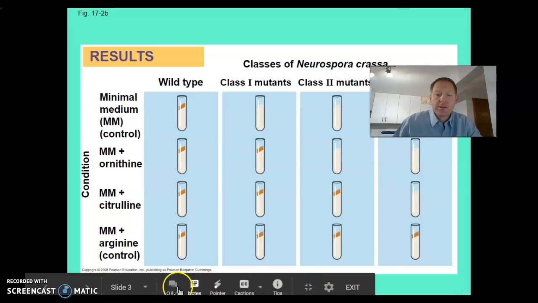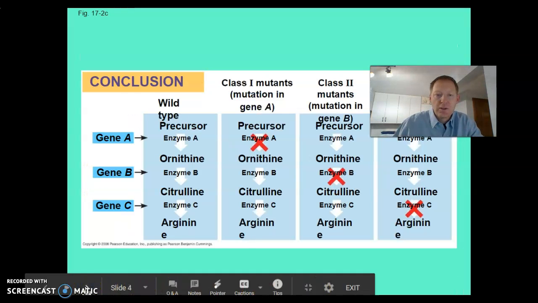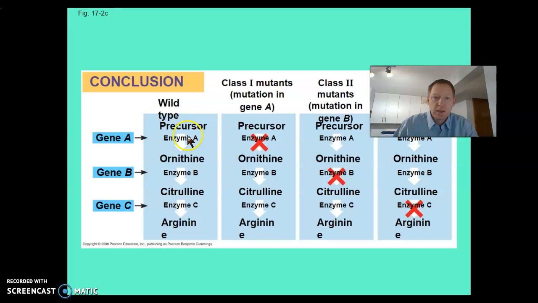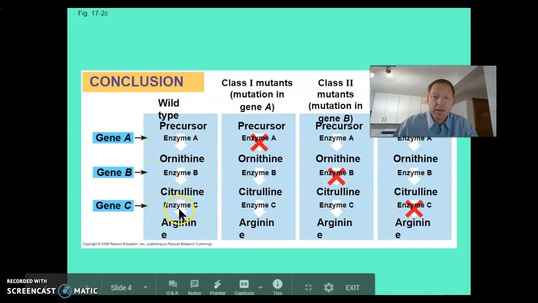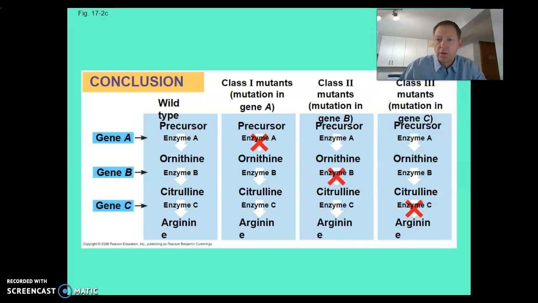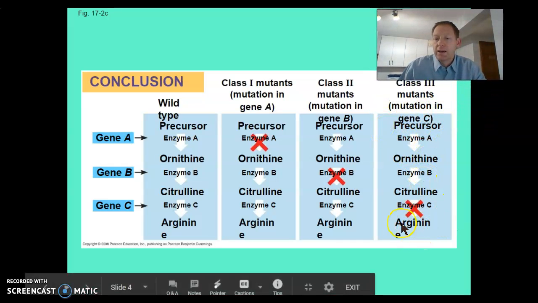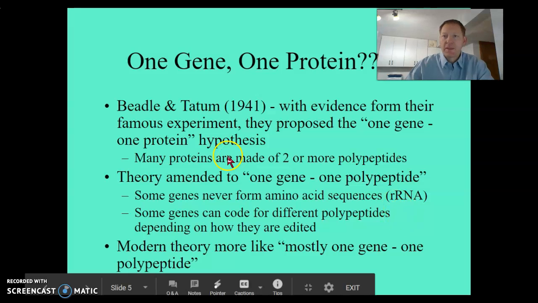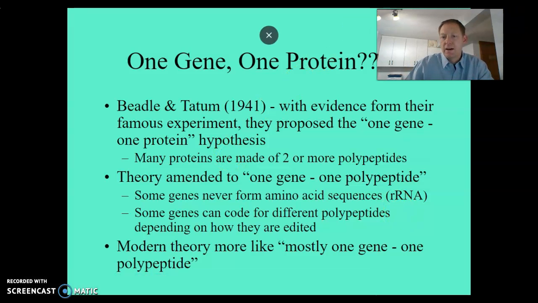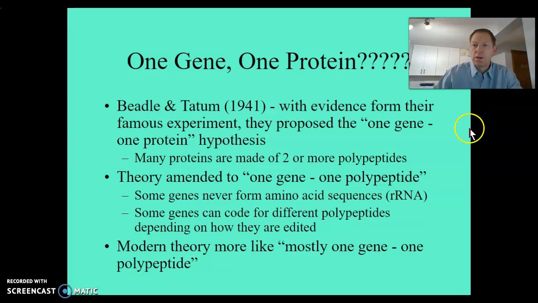So what was happening here is essentially there was a metabolic pathway, and you can see it here, enzyme A, enzyme B, enzyme C, and the mutants were deficient in one of those enzymes. So you can see that this last mutant over here, the class 3, the only way it could actually survive is if it had arginine. So what this meant is this idea of, okay, genes are coding for proteins, which is true.